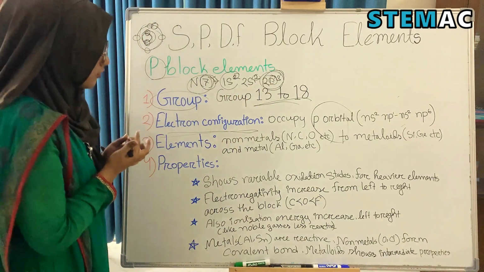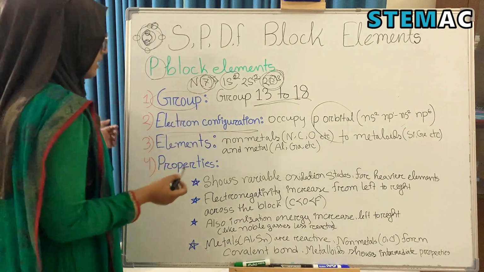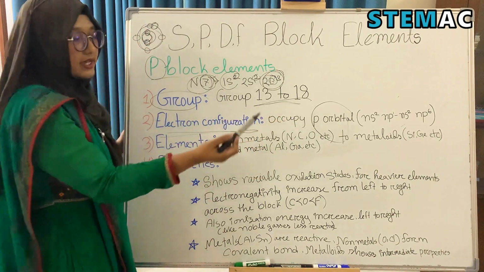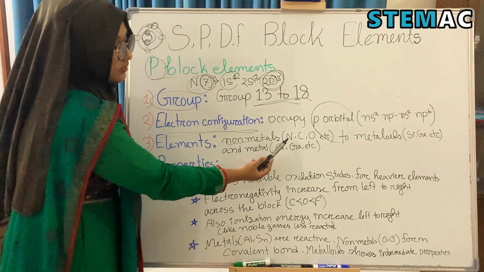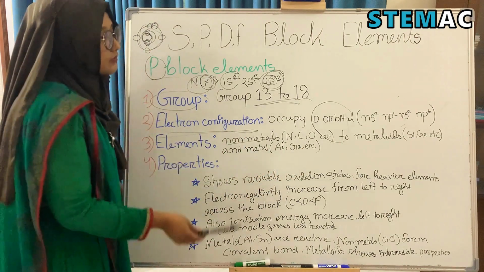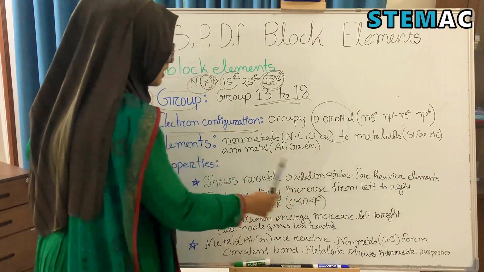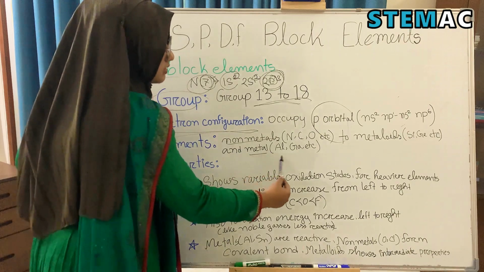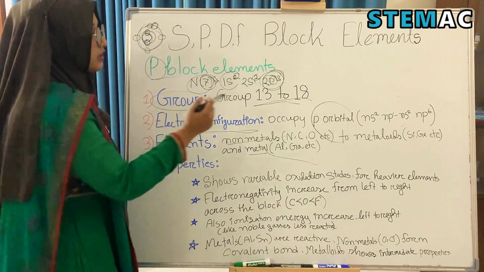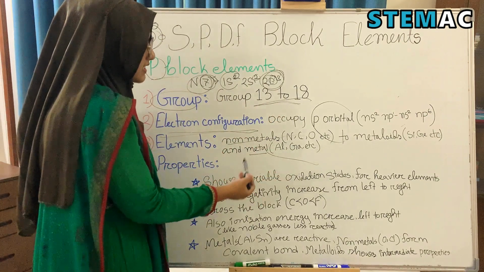So here is the configuration. And what are the elements? The elements are non-metals. They are those elements present in groups 13 to 18. They are non-metals: nitrogen, carbon, oxygen, etc. Then it has metalloids, selenium and germanium, and metals, aluminum and gallium. So in groups 13 to 18, the p block elements include non-metals, metalloids, and metals.